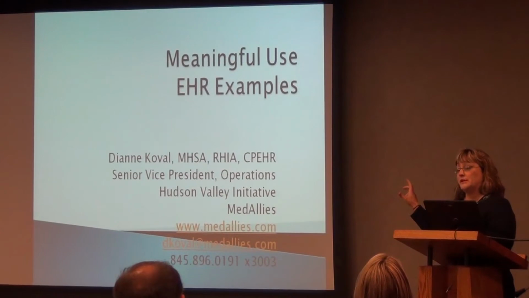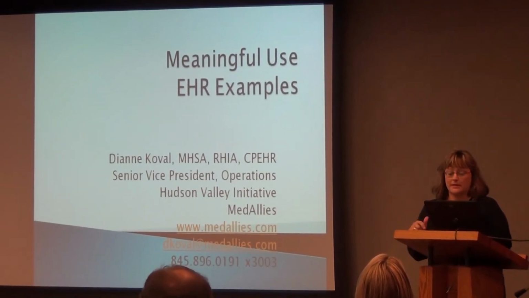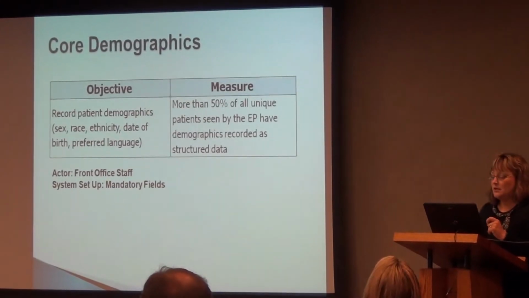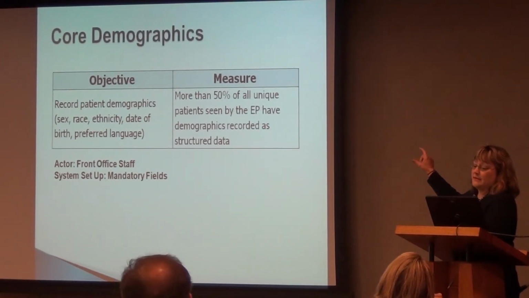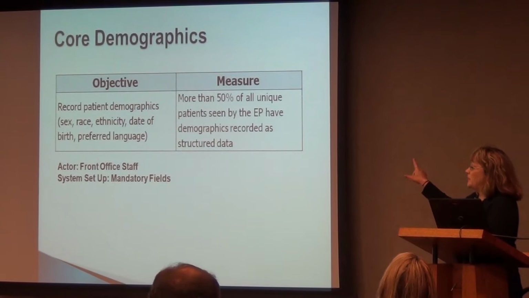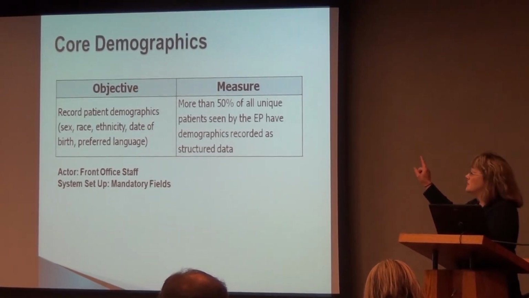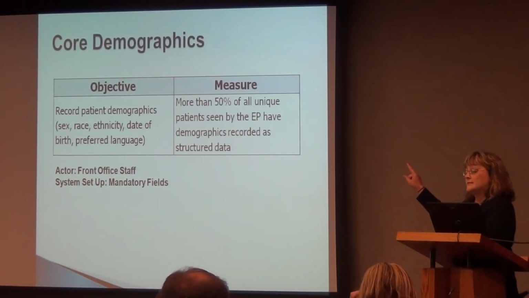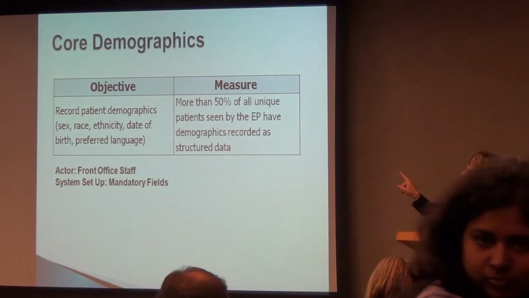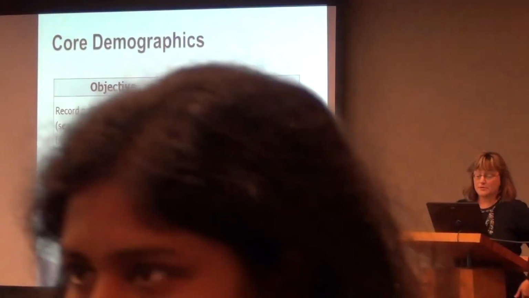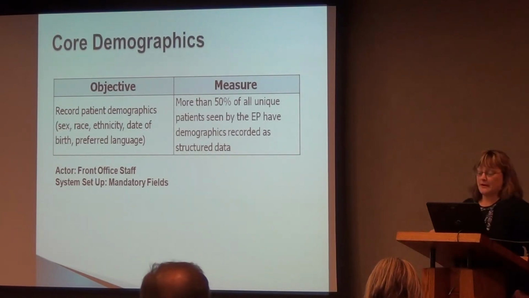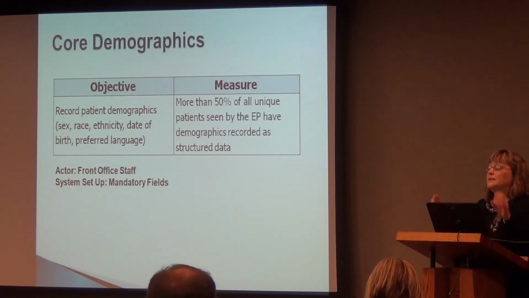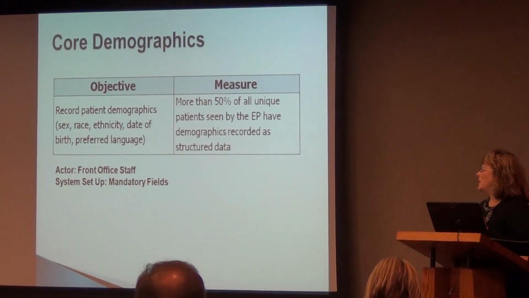and examples from eClinicalWorks, which is one of the systems that we implement in MedAllies. Okay, so core demographics. This is an example of one of the objectives: record patient demographics that includes sex, race, ethnicity, date of birth, and preferred language, and then more than 50% of all unique patients by the eligible provider have demographics recorded as structured data, meaning that it can be reported on.